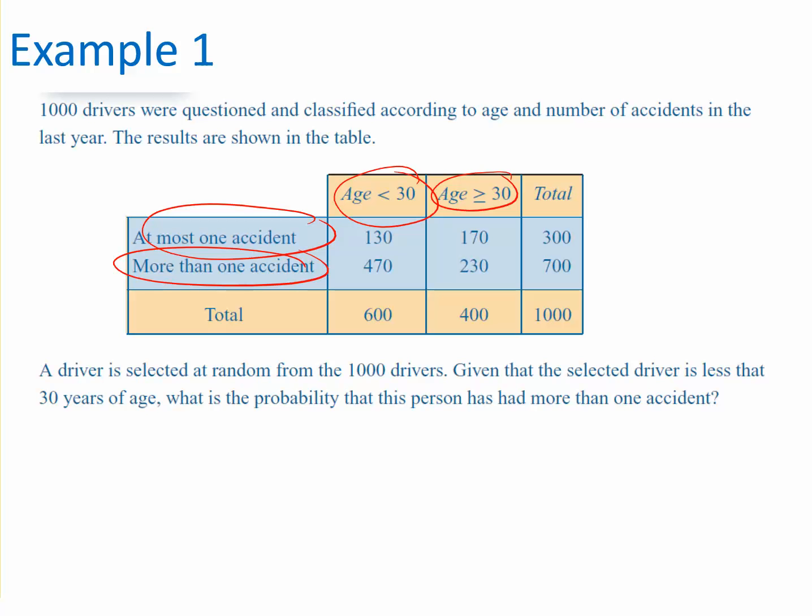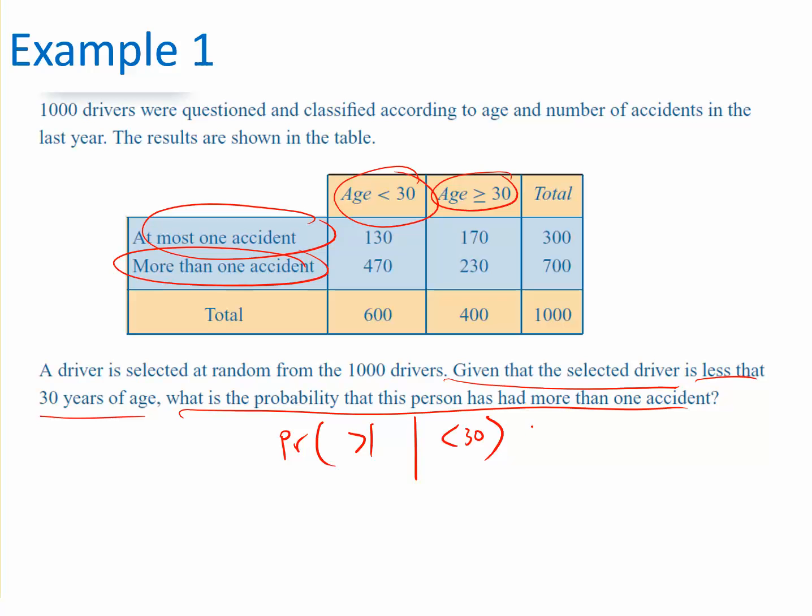Now let's have a look at the question. We've got our data there. The question says, if you're selecting at random, given that the selected driver is less than 30 years of age, so given that you already know this person is less than 30, what is the probability that the person has more than 1 accident? If I write this as a notation, I'm asking, what's the chance of choosing someone who has more than 1 accident, given that you already know they're less than 30.